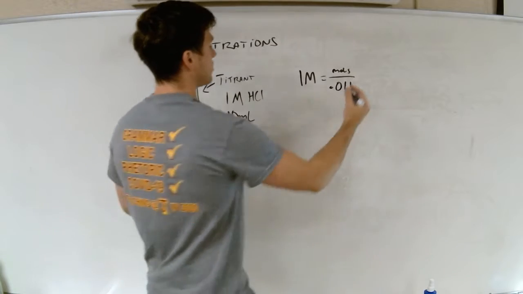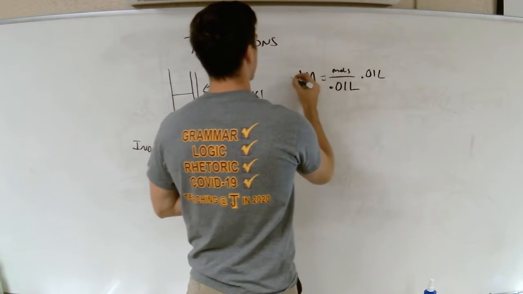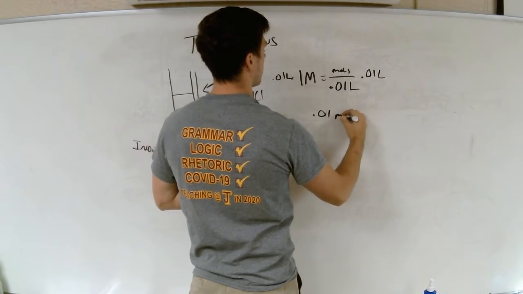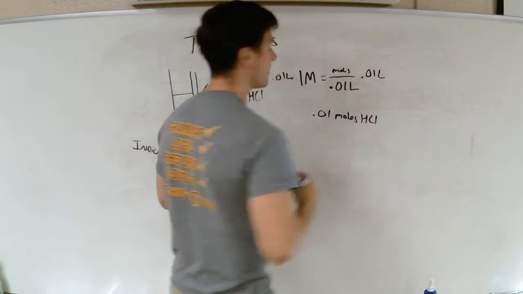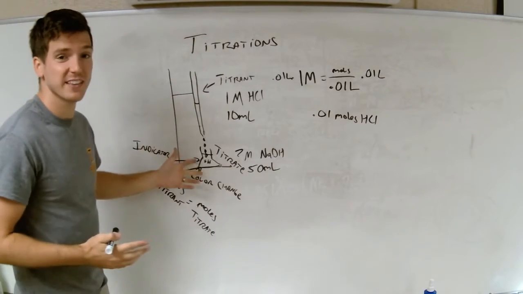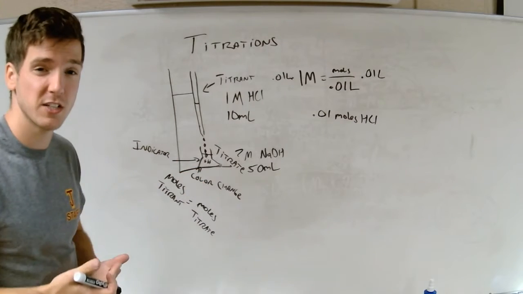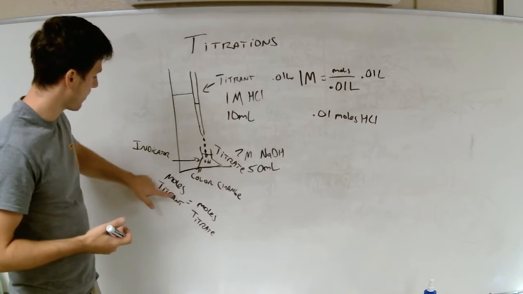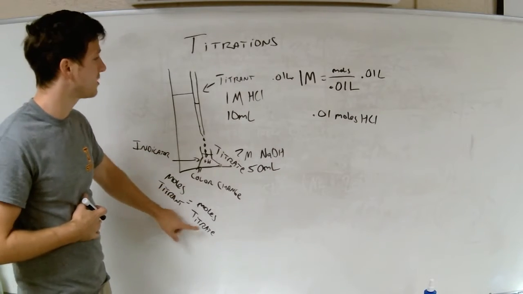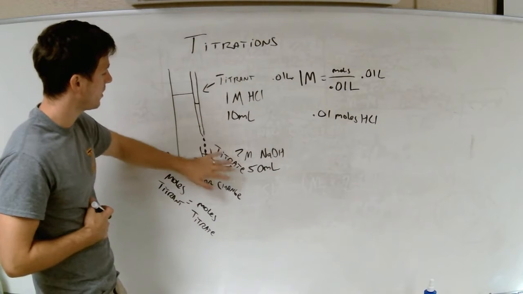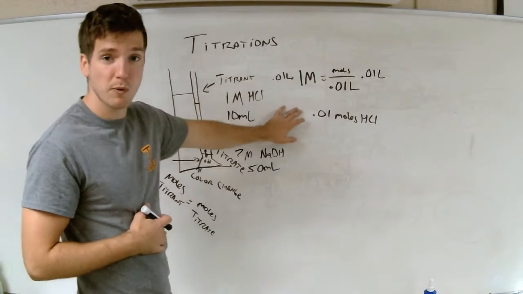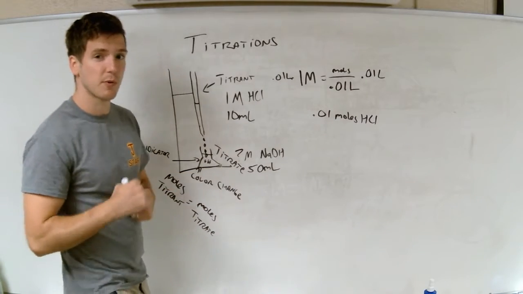So I do a little algebra here. I multiply by 0.01 liters on both sides, and I realize that I've used 0.01 moles of HCl. Right? Well, the thing about titrations is that when I hit that equivalence point, that color change, I know that, remember, the moles of titrant equals the moles of titrate. So that means my moles of HCl is going to equal the moles of NaOH. Okay, so that means if I have 0.01 moles of HCl, I have 0.01 moles of NaOH as well.